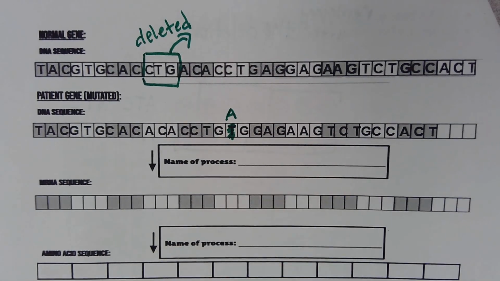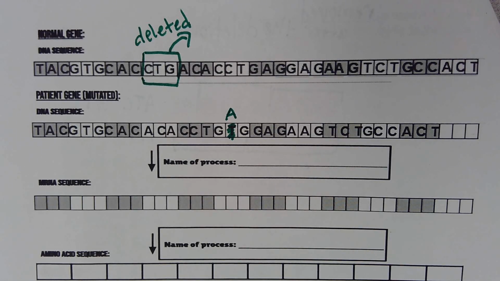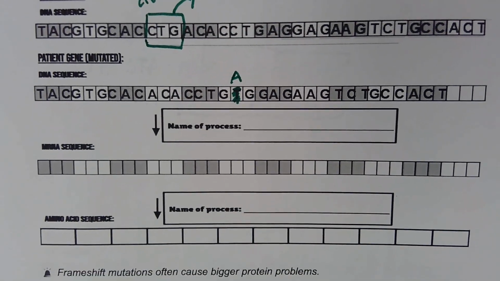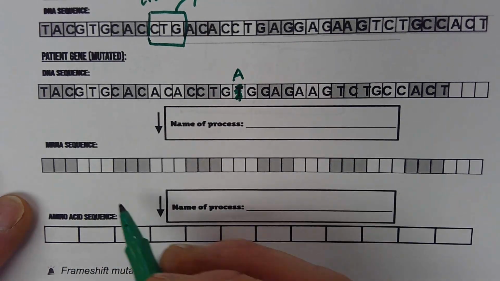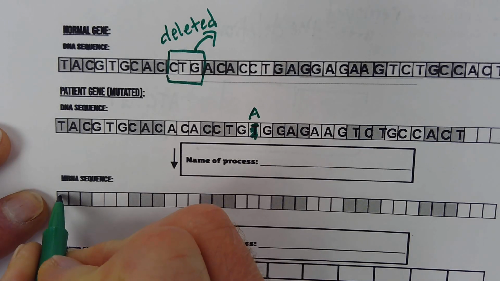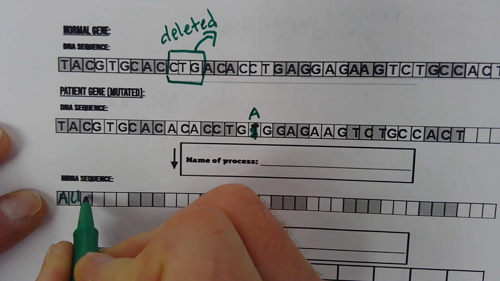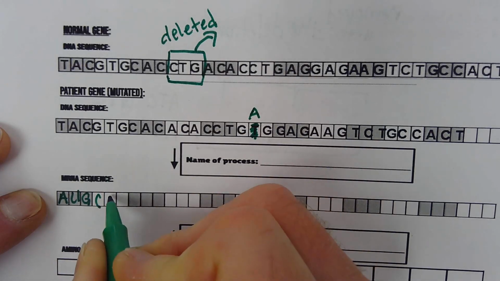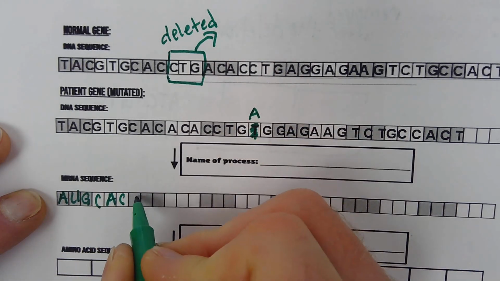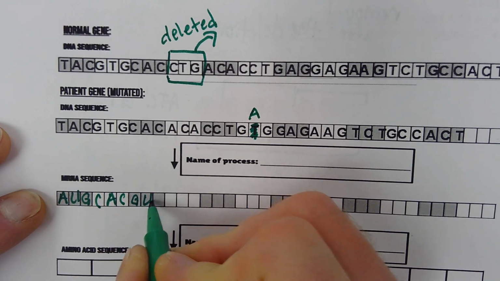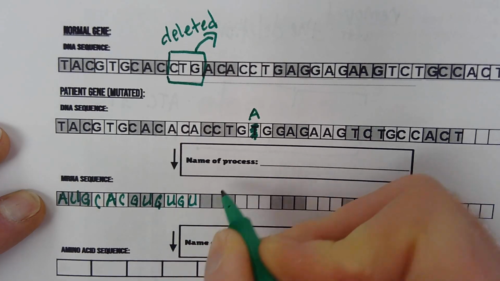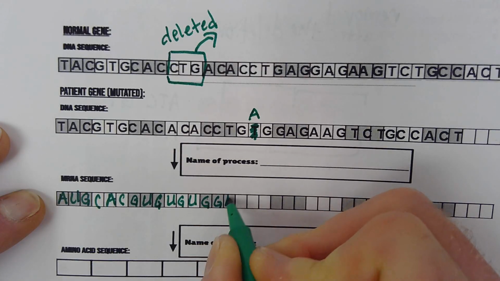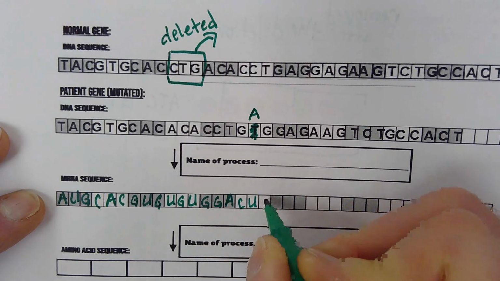Now, because one codon got deleted, that means other things should still be there. That's just going to be all shifted down. And that order of amino acids matters. So let's quickly transcribe. So T goes to A goes to U, C goes to G, G goes to C, T goes to A, C, G, U, G, U, G, U, G, G, A, C, U, C.